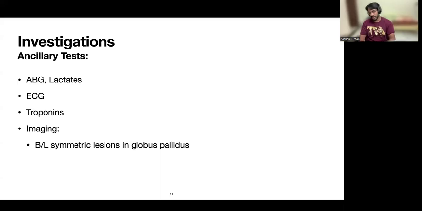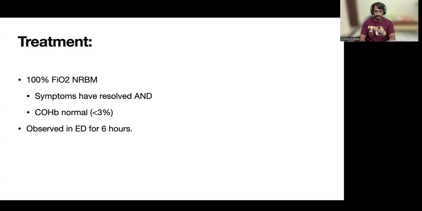ECG can have a non-specific pattern. There is nothing much to say that this points towards carbon monoxide poisoning. Some amount of MI can happen to the patient, as we have already told. So troponins can help you. Imaging, as we told, bilateral symmetrical lesions in the basal ganglia, predominantly in the globus pallidus, is what you're going to see.